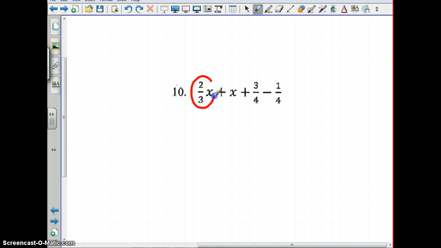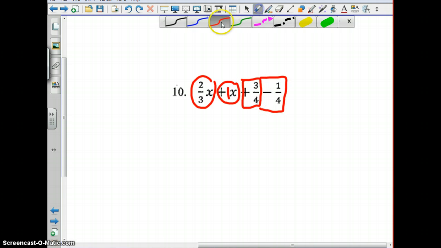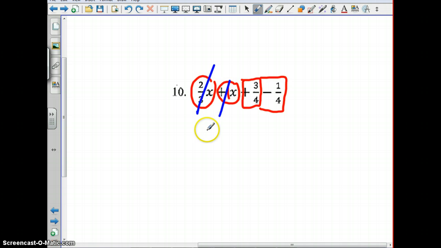2/3 x. Are there any other x terms? X. Yeah, positive. How many? 1. All right, 3/4. Any other constants? Negative 1/4. All right, now let's solve it. If we have 2/3 x and we add 1 extra x, how many x's do we have? 1 and 2/3.